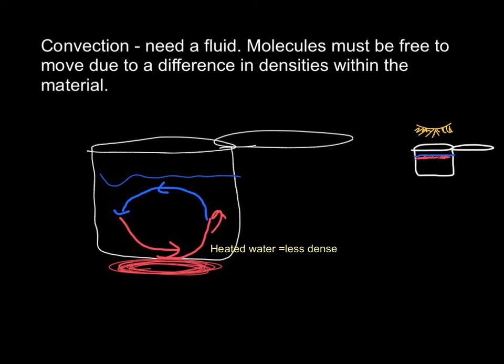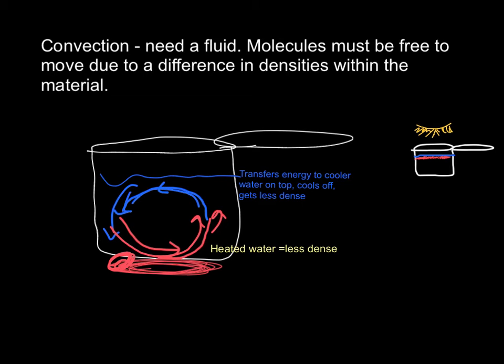But then when it gets to the top, it's coming in contact with this cooler water, and so it's going to cool off. And so when it cools off, it gets more dense. What happens to more dense materials? They sink. Okay? And then that colder water is now getting heated by the coil down here, and it goes through that process again, heats up, rises, cools, and it's able to transfer the energy.